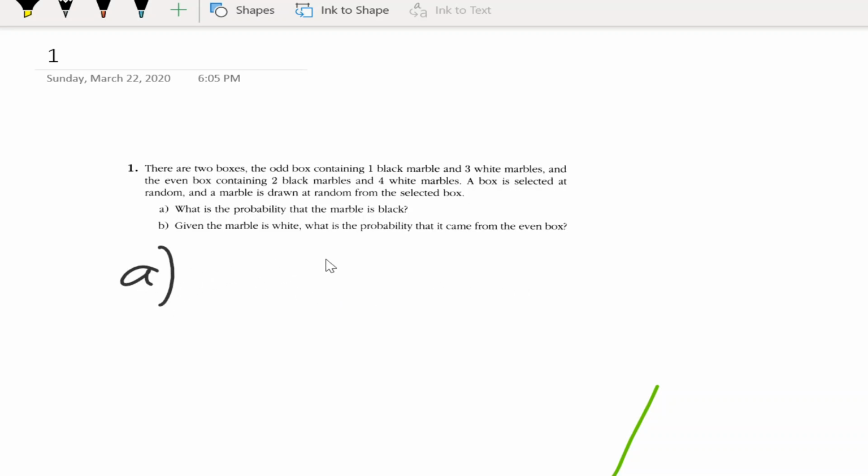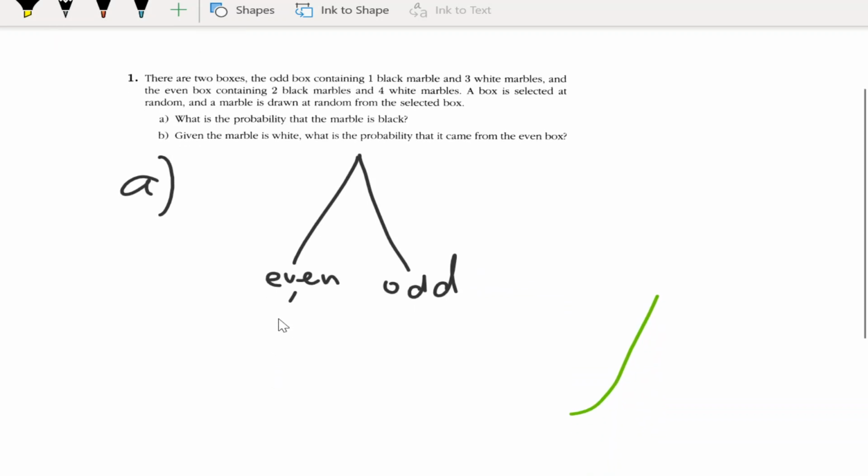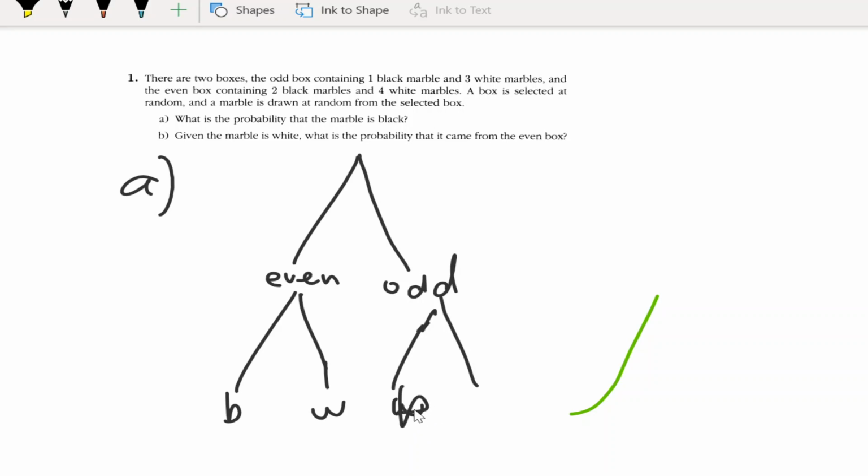For these types of problems, the obvious thing to do is just draw a tree. The first thing that can happen is whether you get an even or an odd box. From there, we diverge into two more options, whether you get a black marble or a white marble. Since there are two boxes and they're randomly chosen, we can assume it's half probability for each.